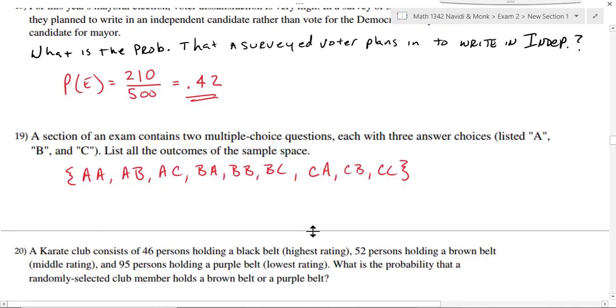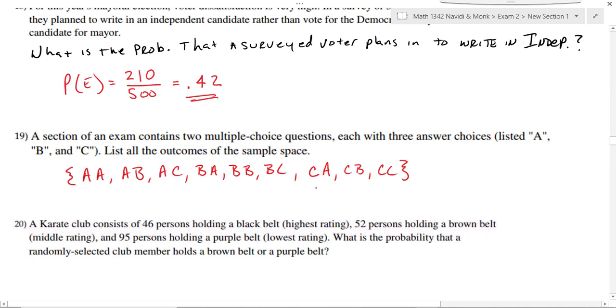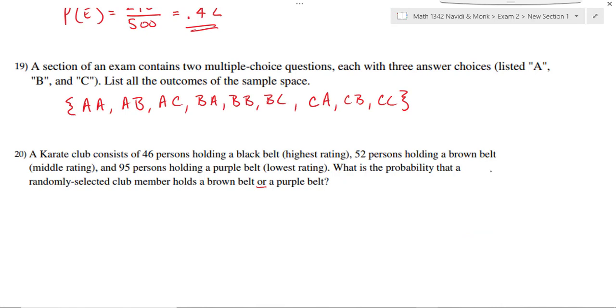Number 20. A karate club consists of 46 persons holding a black belt, 52 persons holding a brown belt, and 95 persons holding a purple belt. What is the probability that a randomly selected club member holds a brown belt or a purple belt? So these are mutually exclusive events, or means add.